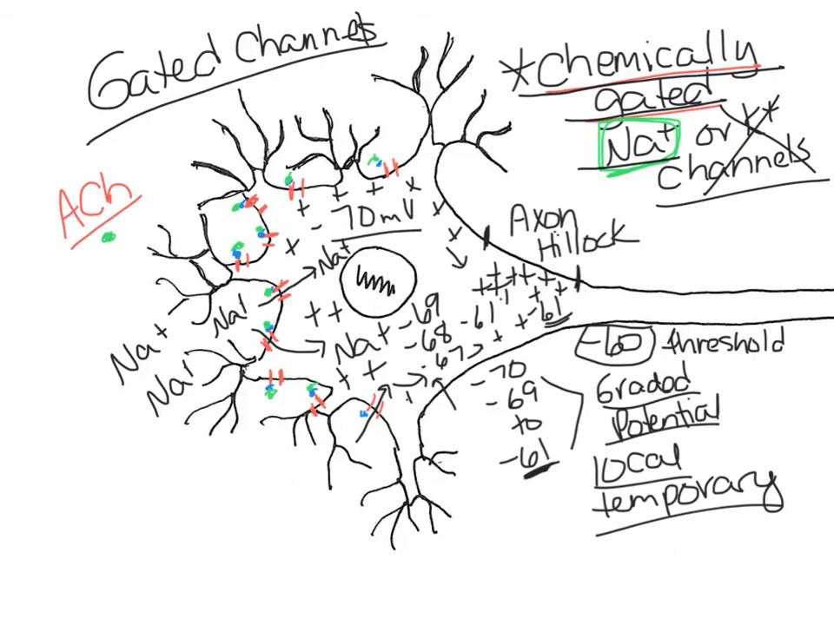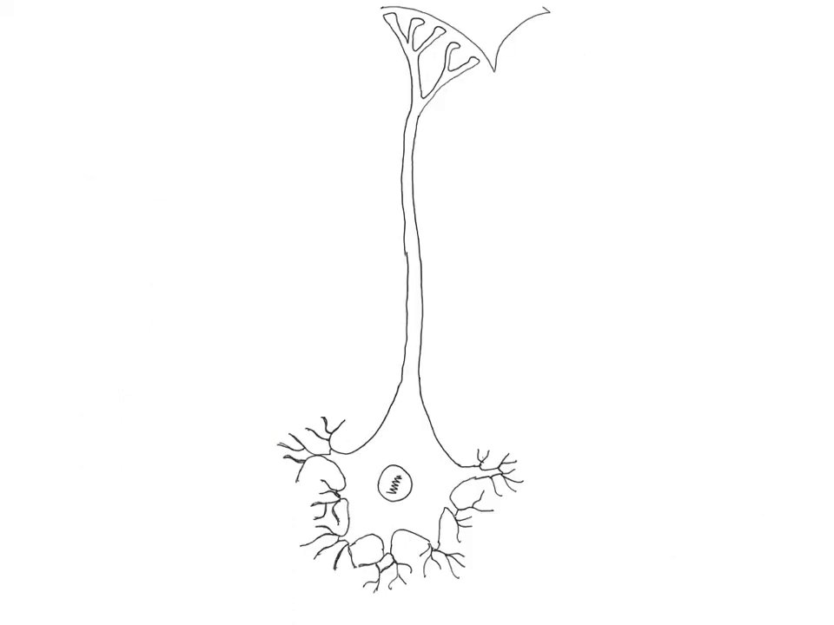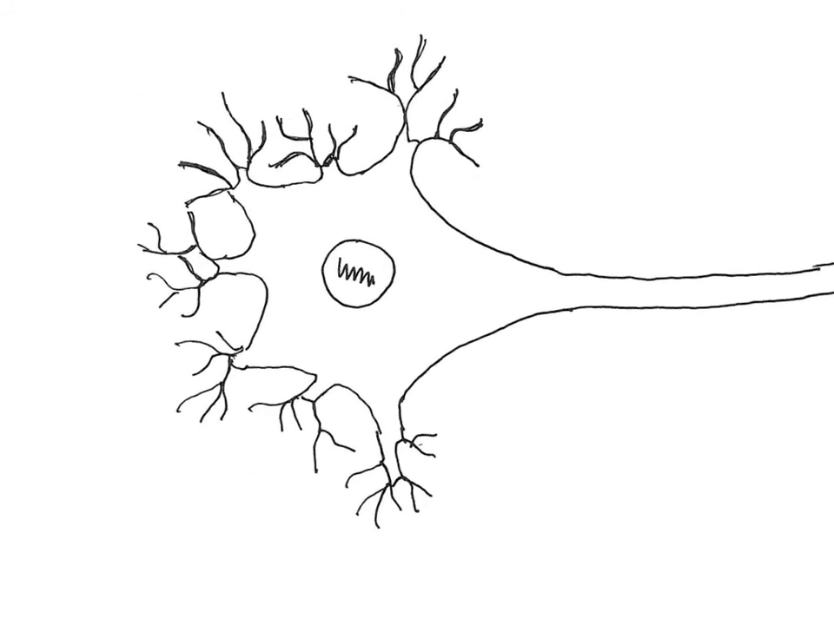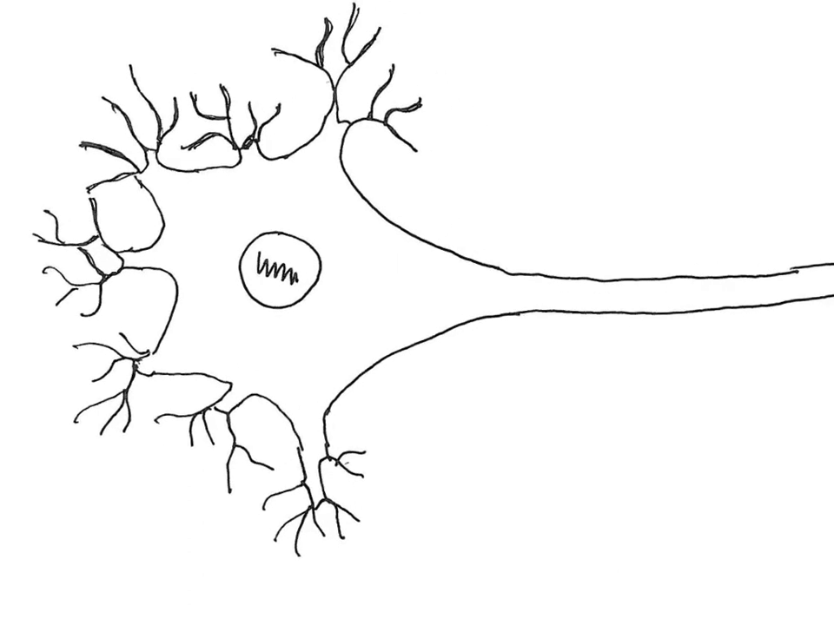Okay, so to make this clean, I'm going to go to this slide with a blank. All right, so we're talking about an action potential. As a little recap, we went from a resting membrane potential of -70 millivolts, and then positive charges, sodium, moved in. All those positive charges funneled down to the axon hillock, and the charge went up to -61. That's a graded potential.